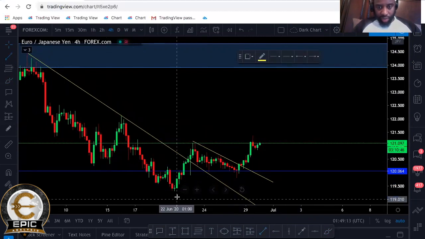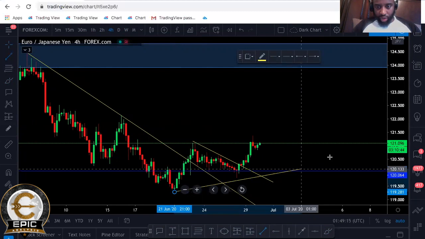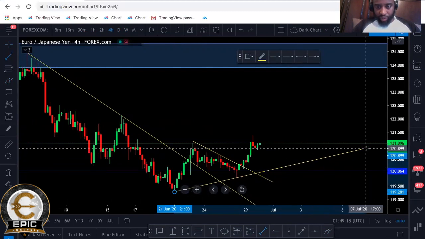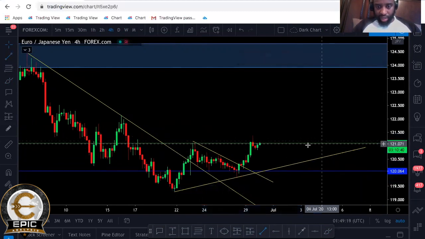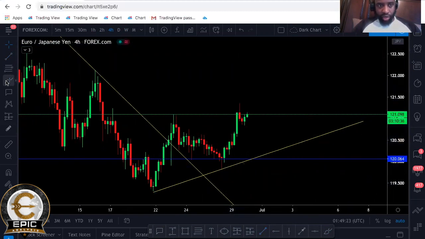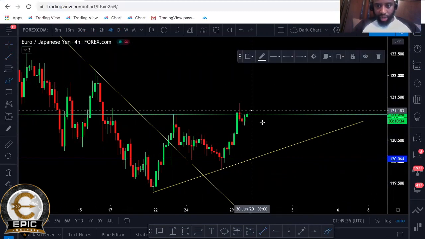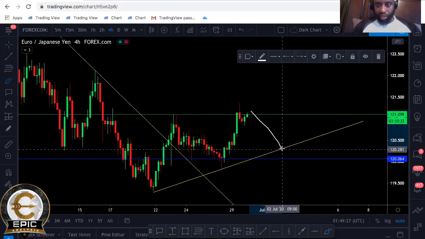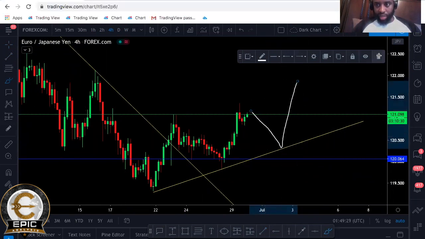So this is something I would look for because it pulled down, created this higher low, and now it's giving you an extension to the upside. So really, price can either give us a pullback right here. So on any pullback here, I would look for a continuation. Look for continuation buys to the upside.